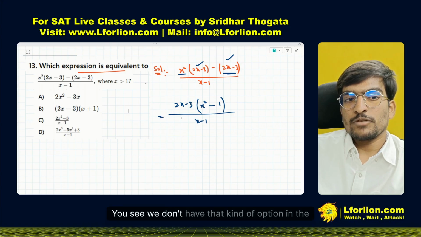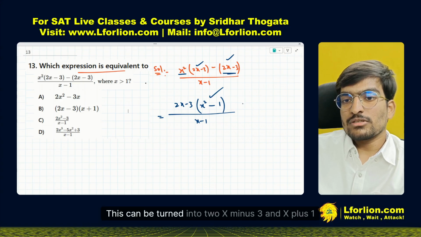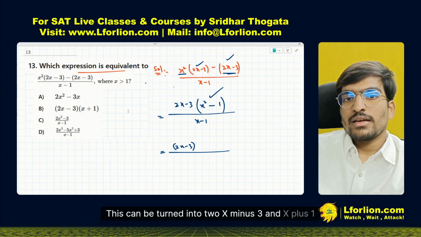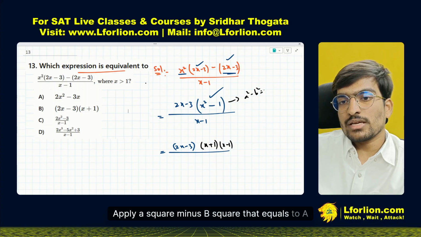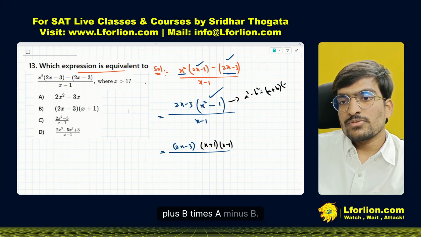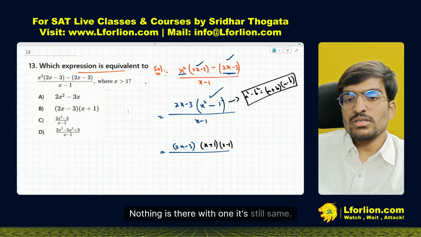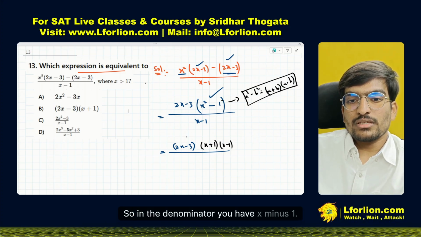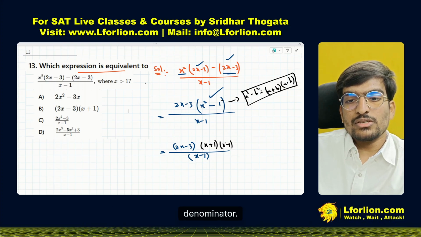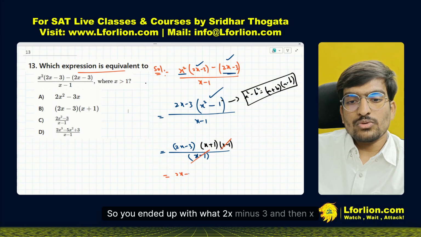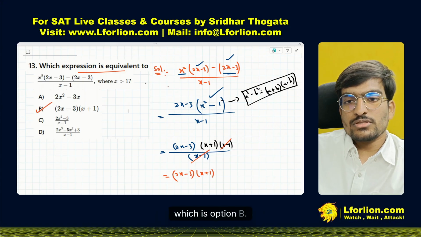You see, we don't have that kind of option in the options. You see this x square minus 1. This can be turned into x plus 1 times x minus 1, applying a square minus b square equals a plus b times a minus b. You can consider this 1 as 1 square. So in the denominator you have x minus 1, and now you have common factors. X minus 1 in the numerator and denominator cross out. So you end up with 2x minus 3 and x plus 1, which is option B.